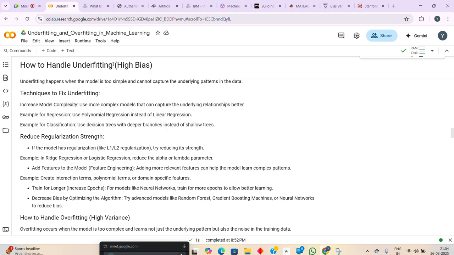Okay, how to handle this underfitting? Let us consider we have underfit. Then how to handle this? Techniques to fix underfitting: we can increase the model complexity. That means we can use more complex models that can capture the underlying relationships better. For example, in regression, use polynomial regression instead of linear regression.